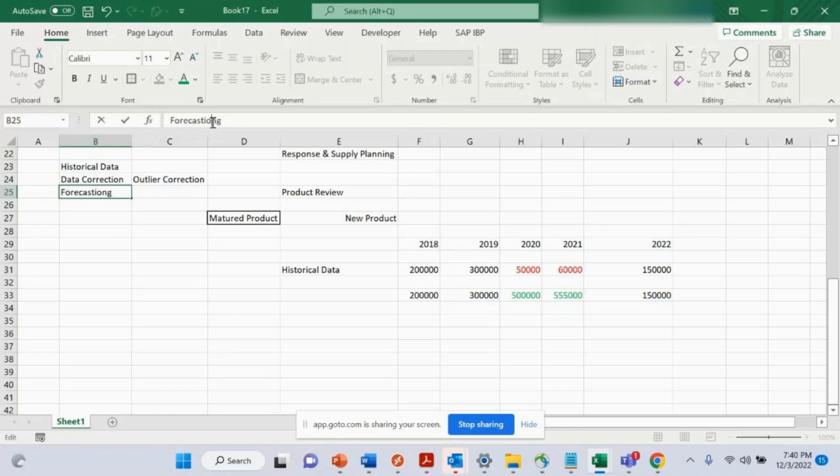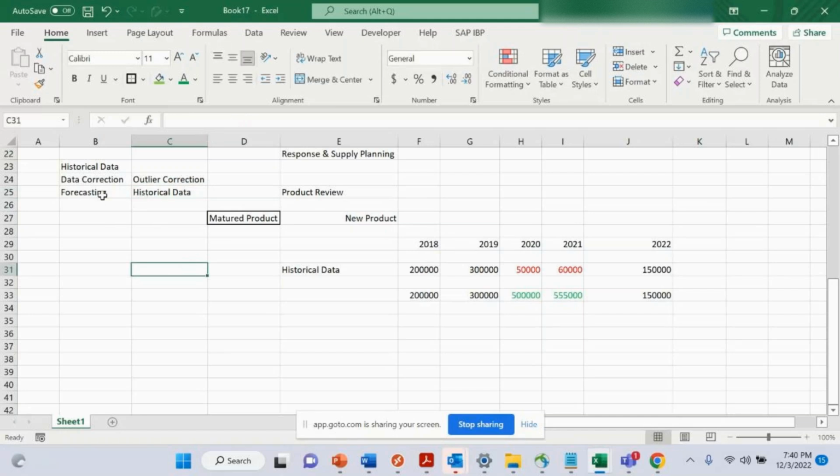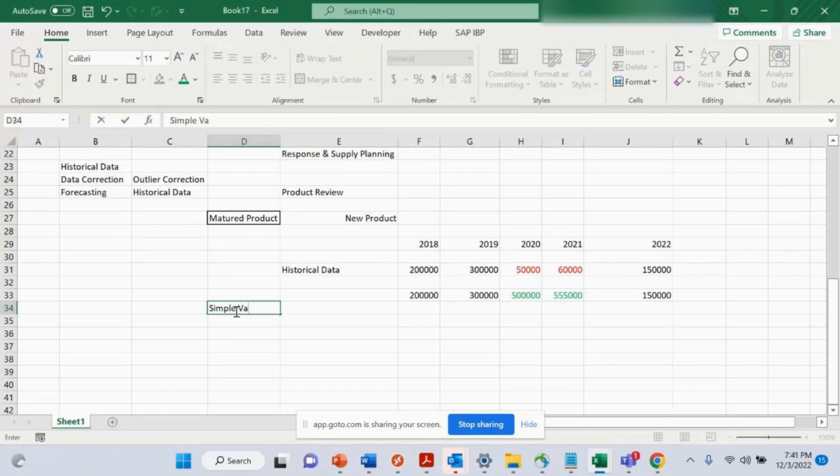Obviously, forecasting comes with certain conditions. The condition starts with what your data pattern is. Forecasting is done on the historical data pattern, the historical data structure. In the forecasting step, we have many forecasting models in IBP. Like in S&OP, we have only 5 forecasts. One is simple average, then simple moving average.